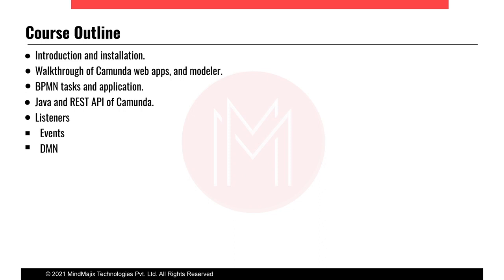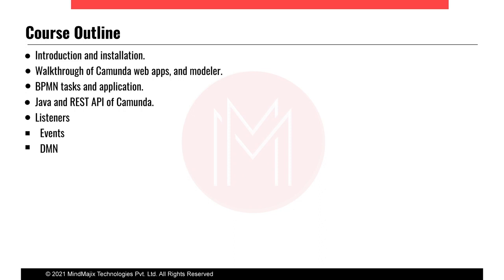Then we'll also be covering the Java API and the REST API provided by Camunda. These are the API layer provided by Camunda that helps us to interact with the Camunda engine, to store variables, to fetch variables, to modify certain instances, to get certain tasks. Each and everything will be done through these APIs only. The REST API internally uses the Java API of Camunda only.